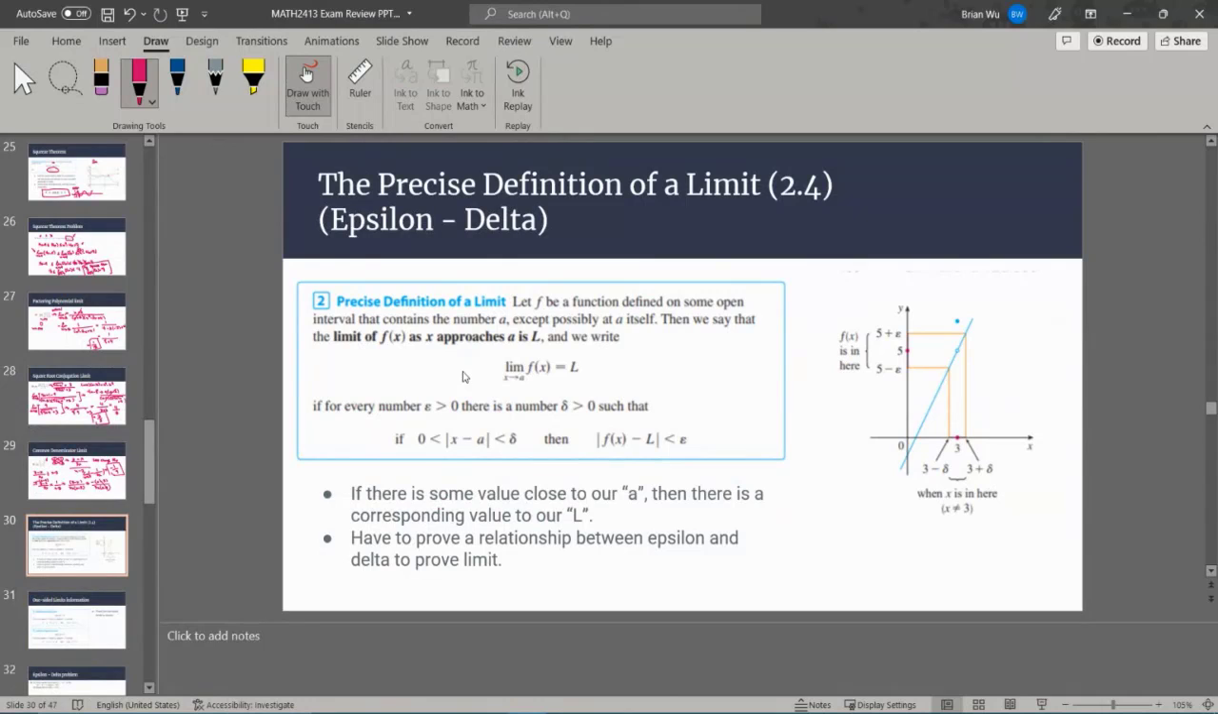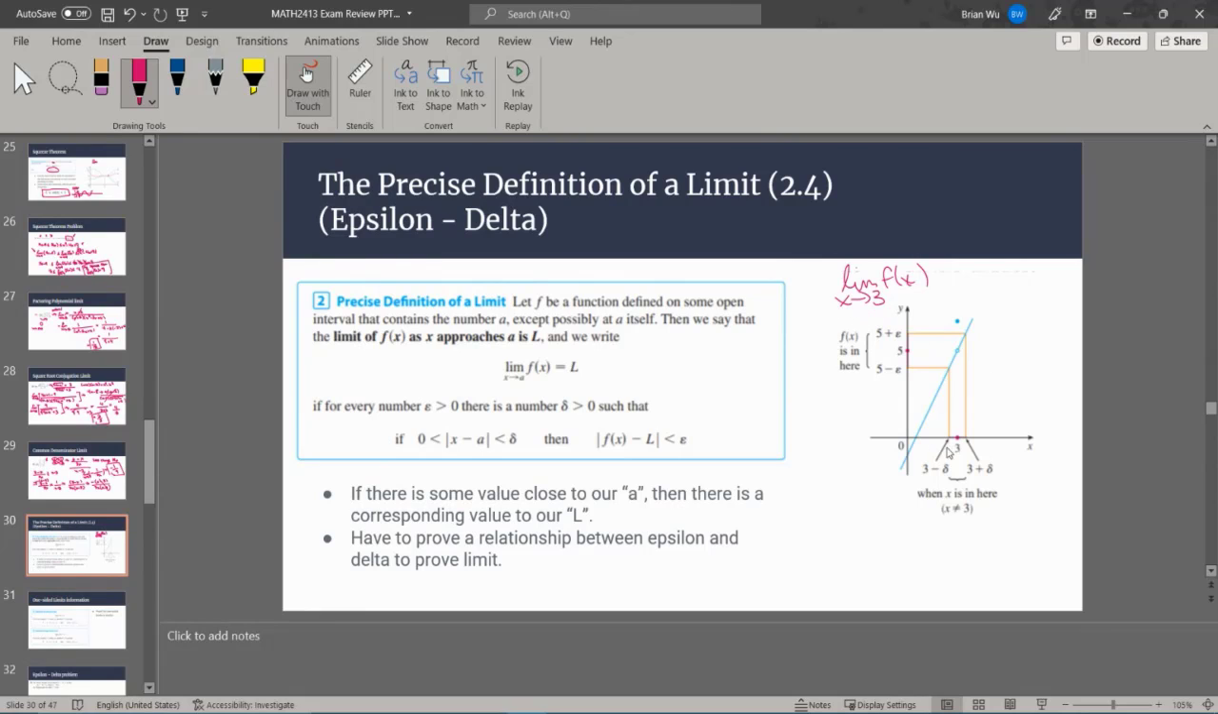So this is one of the more conceptual but also kind of hard to grasp sections. It's the precise definition of a limit. Essentially, it's just a fancy way to prove that a limit exists. If I have a function and I want to prove the limit, I think this one is the limit as x approaches 3 of f of x.